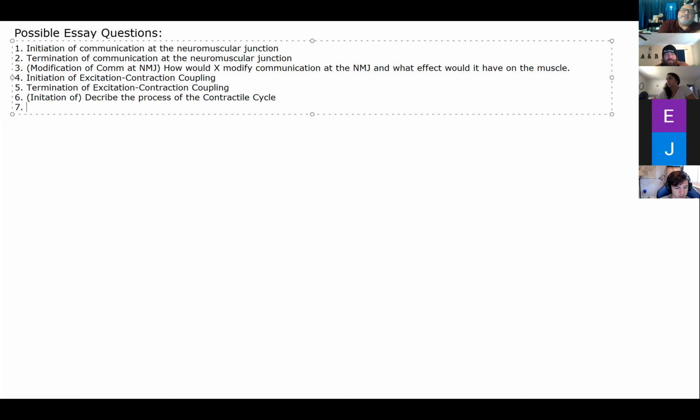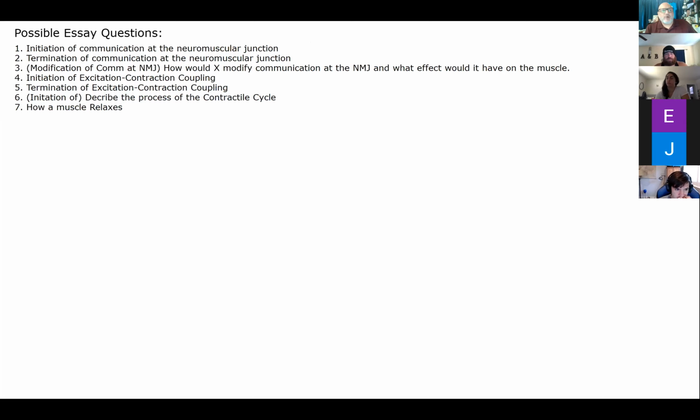But remember, at the very beginning, we talked about how potentially there could be a 4th step in this process. And what would the 4th step in this process be? The muscle relaxes. Yeah. But the good news is there's no new information there. If you think about it, how a muscle relaxes is really just termination of communication at the neuromuscular junction and termination of excitation contraction coupling.